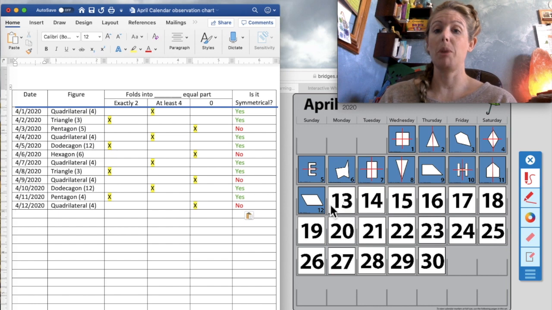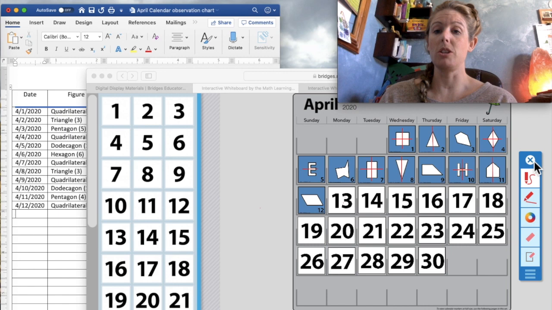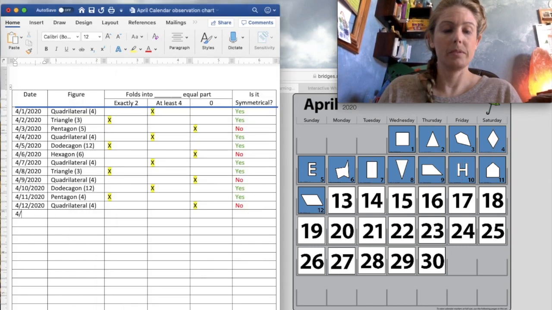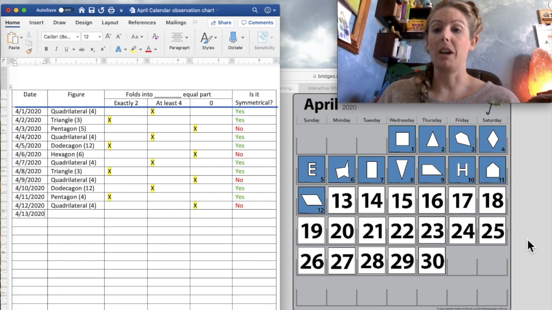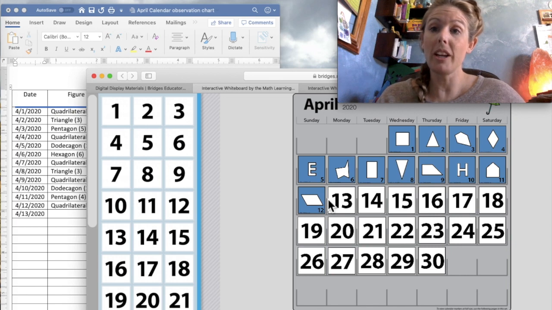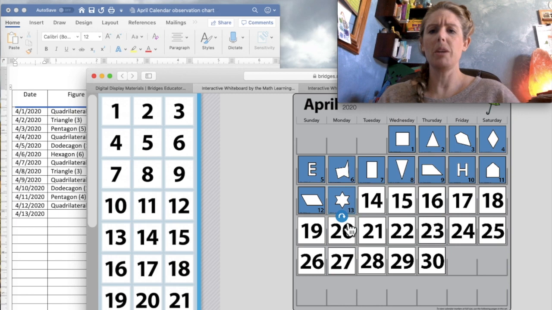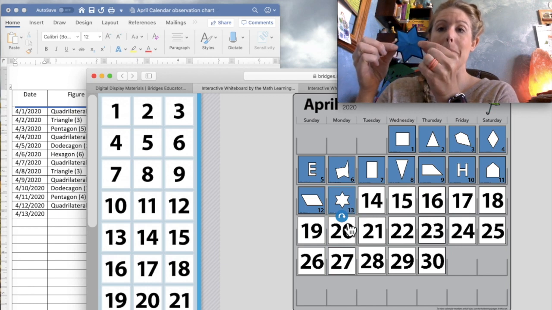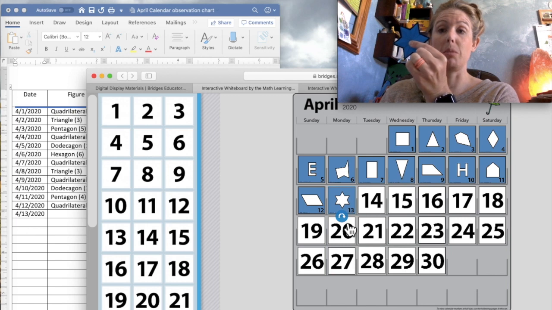2020. I want you to ponder what do you think is going to be behind this card while I fill in the date on our observation chart. All right, boys and girls, let's get that drum roll ready. Let me hear. And if I flip it over, ooh, we have a star figure there. But let's look at our star figure and count how many sides do we have on our figure to see what we would call it.